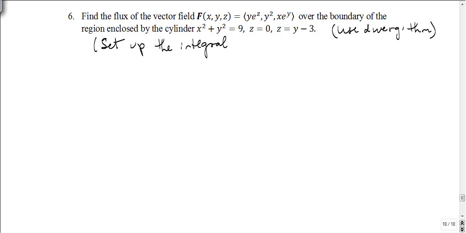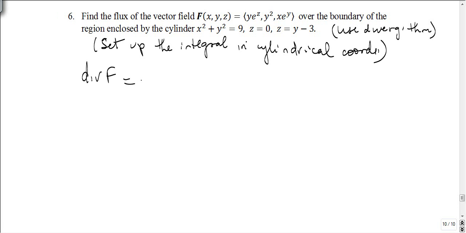And if I did not tell you, what should have been your guide? X squared plus y squared equals 9. You have a cylinder there. Okay? So set up the integral in cylindrical coordinates. Don't evaluate it. You can just set it up. Let's do it. Can somebody give me div f, please? 0 plus 2y plus 0, which is 2y. Fantastic. How is that? Set up the integral now.